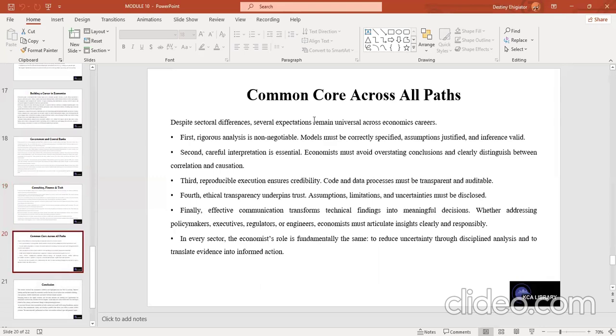What are some of the common core across all this? Despite the sectoral differences, several expectations remain universal across economic careers. First, rigorous analysis is non-negotiable. Second, careful interpretation is essential. Third, reproducible execution ensures credibility. Fourth, ethical transparency underpins trust. Finally, effective communication transforms technical findings into meaningful decisions.